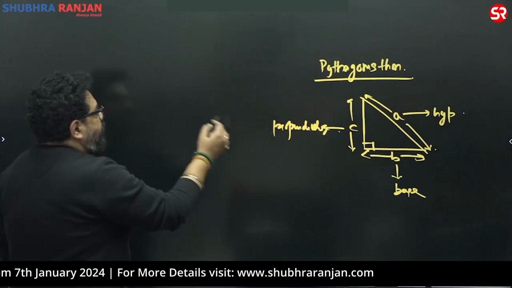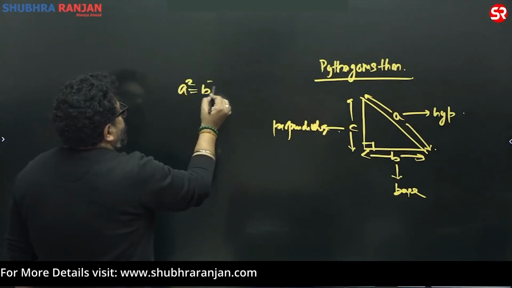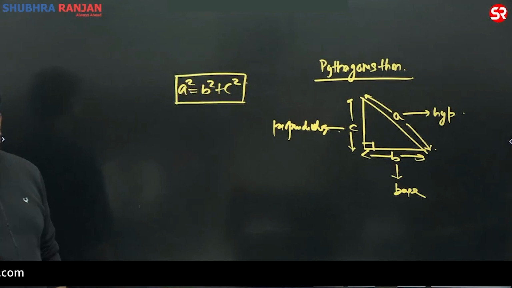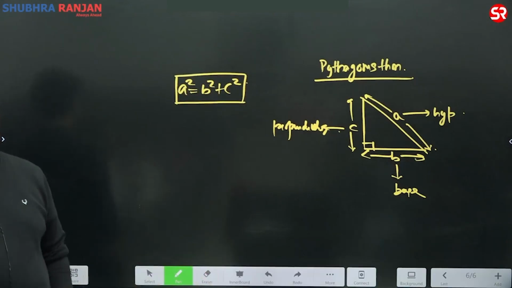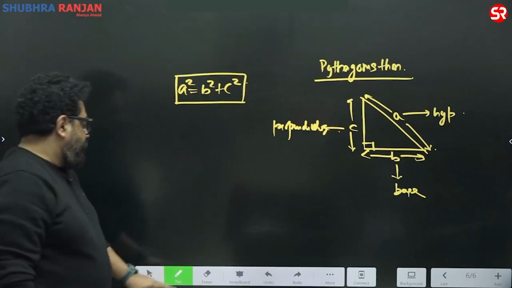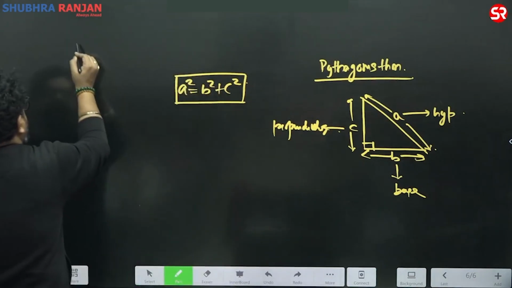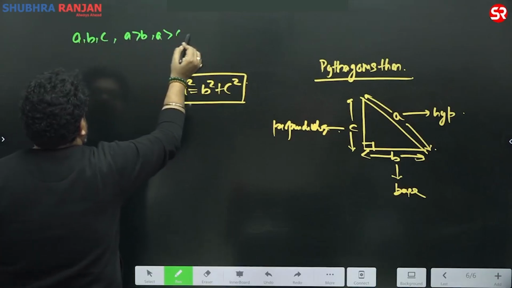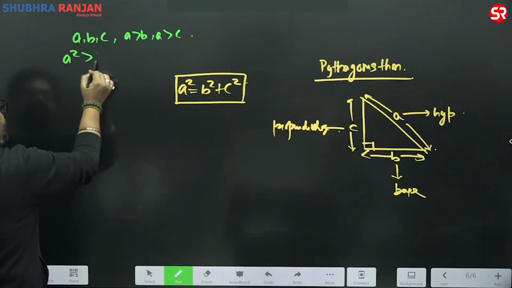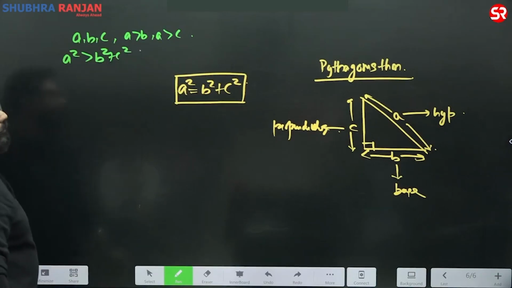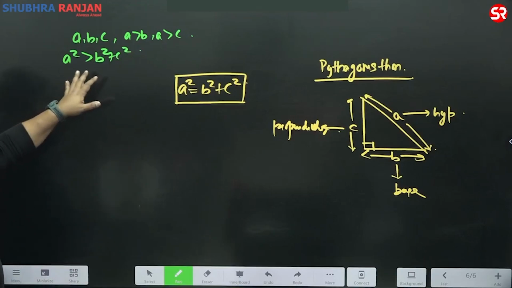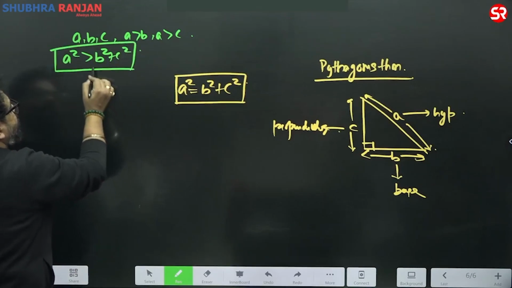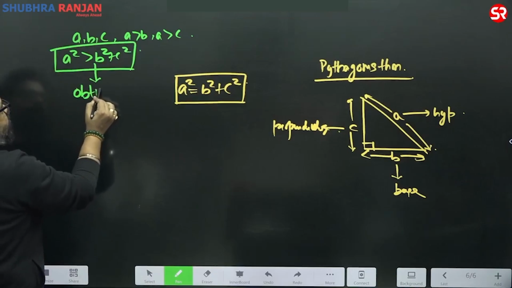Okay, in this case a square is equal to b square plus c square. Everyone knows this, right? But what about a triangle where a, b and c are sides, a is greater than b and a is greater than c, and I say a square is greater than b square plus c square? Then this would be an obtuse triangle. If a square is greater than b square plus c square, it's an obtuse triangle.